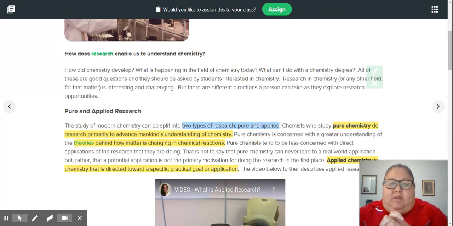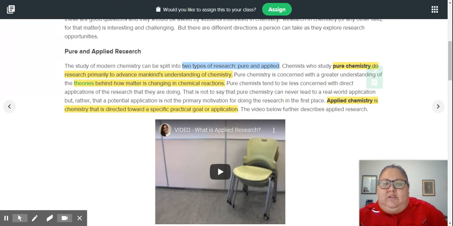But there are a couple of different directions a person who is going to be doing research and study, and different directions as in different types of research. So here we have two types of research in chemistry. There's a pure and applied. And this doesn't just apply to chemistry, this applies to just about every science out there.